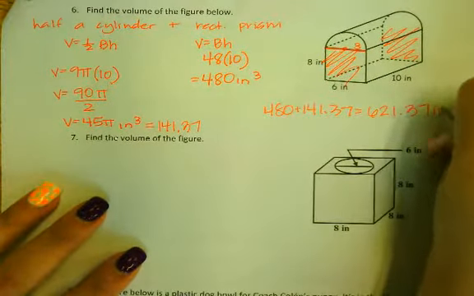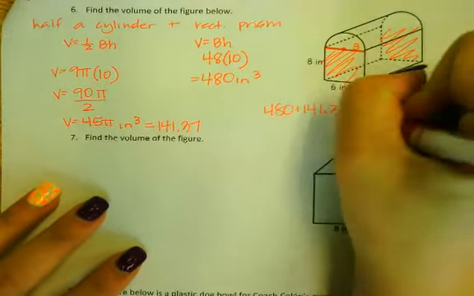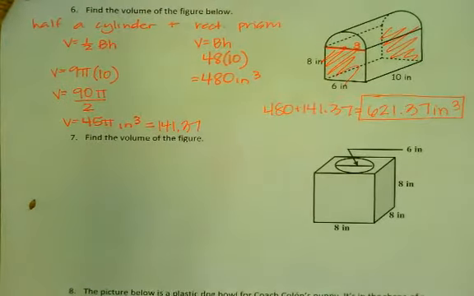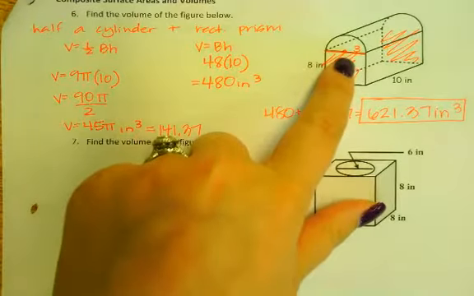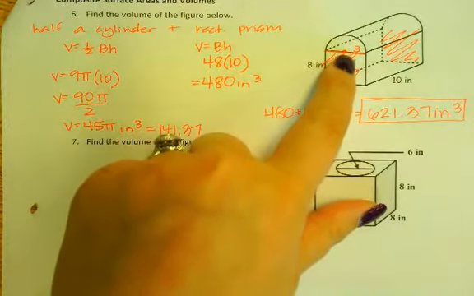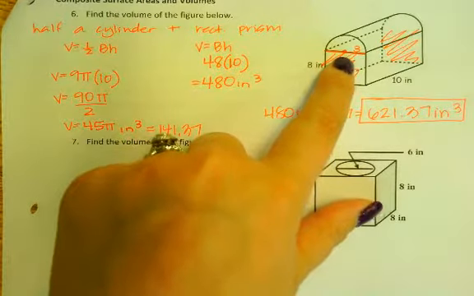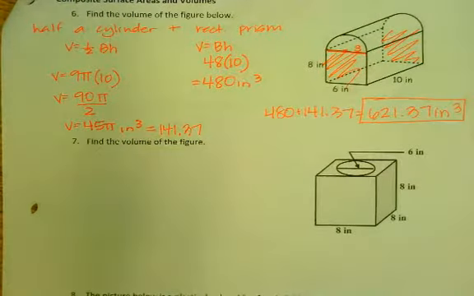Questions on number 6? Yes. How did you get the 9 pi? Because if, say, the cylinder was whole, the radius is 3, so pi r squared is 9 pi. And then we divided the whole thing by 2 because it was half. Any other questions on 6?